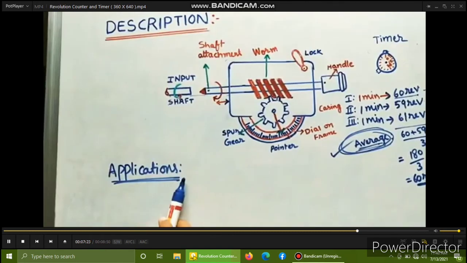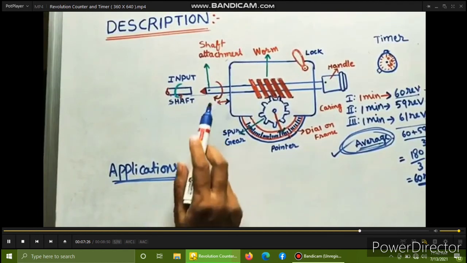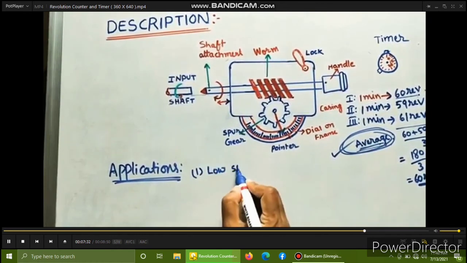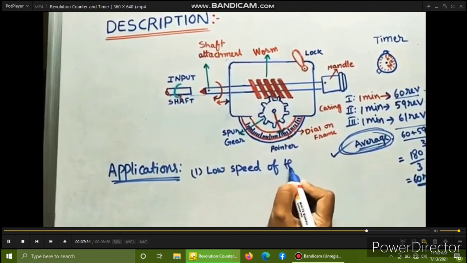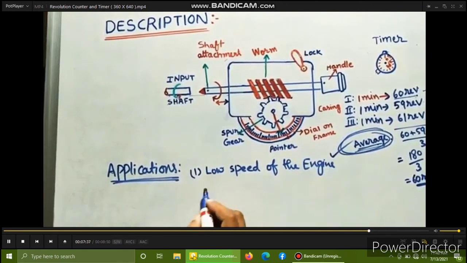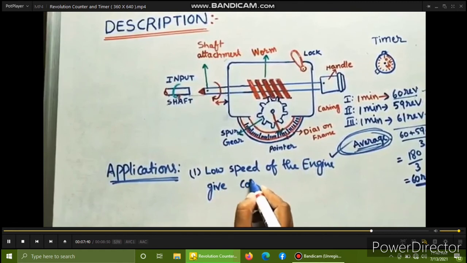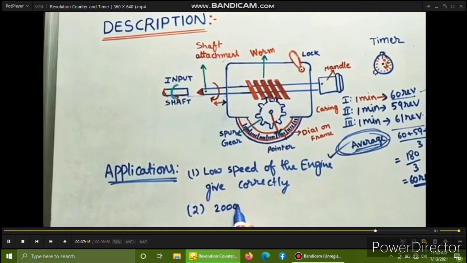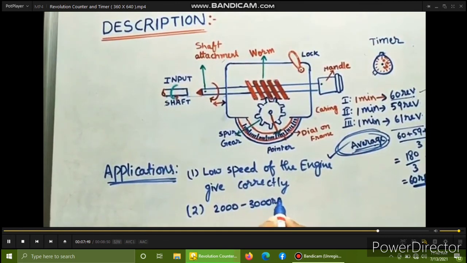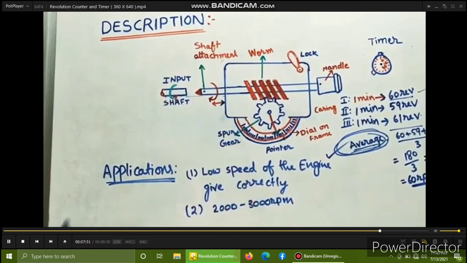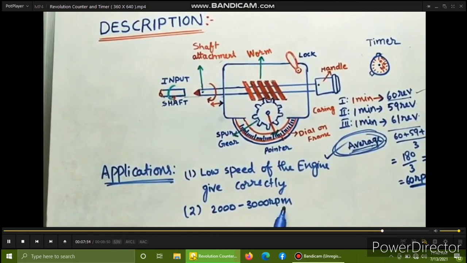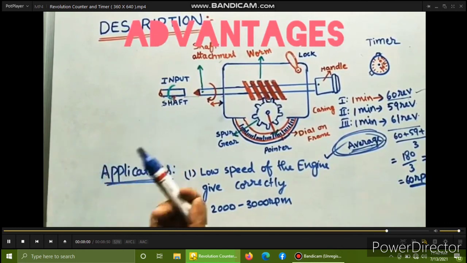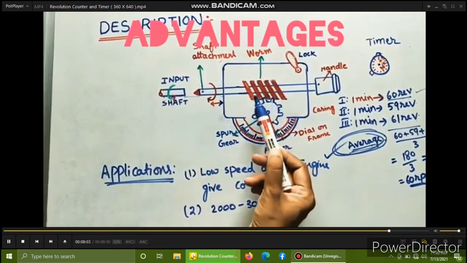Now the applications of this tachometer and timer. It will give the low speed of the engine correctly, when the speed is between 2000 rpm and 3000 rpm. In this range it will measure correctly, 2000 revolutions per minute to 3000 revolutions per minute. As for the advantages, it is used for finding the speed of the engine, shaft or compressor, and it is a simple arrangement.